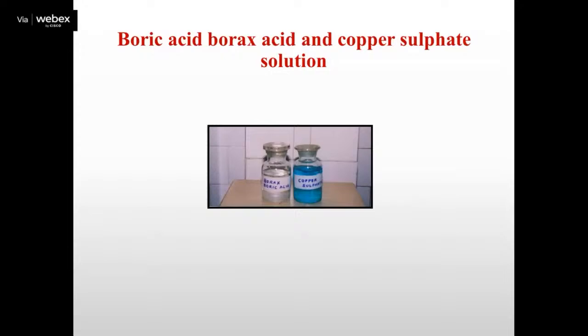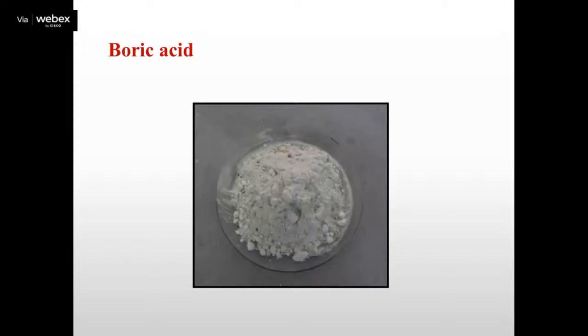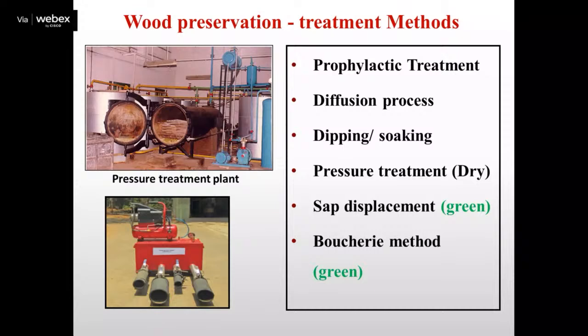So with boric acid and copper sulfate solutions, we can see the color. The copper sulfate imparts some blue color to the wood. Boric acid and borax will not impart any color to the treated wood, so it is preferred as a wood preservative. Copper sulfate is blue in color, boric acid is white in color. Now we know the preservatives.